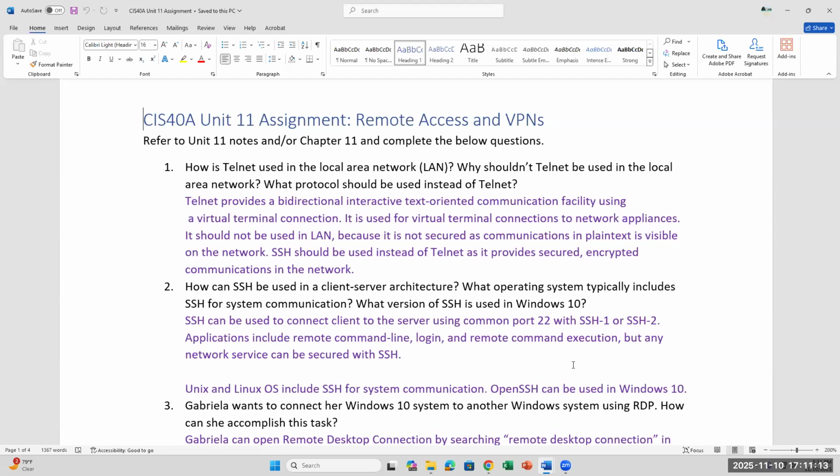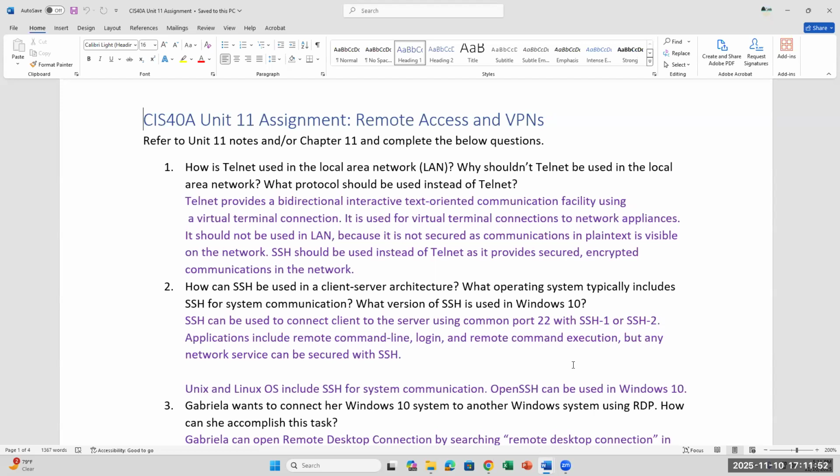So Telnet gives you, as you saw on page 1, a bidirectional, interactive, text-oriented communication facility, right? It uses a virtual terminal that allows you to communicate with another system from your system. This is a way that we can execute a certain command. We can send a message to the other system. Before you had TeamViewer and all the other applications where you can control the resources on the other system remotely, you were able to use Telnet.